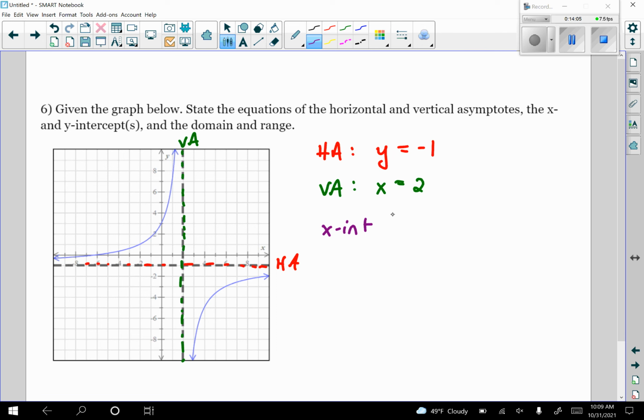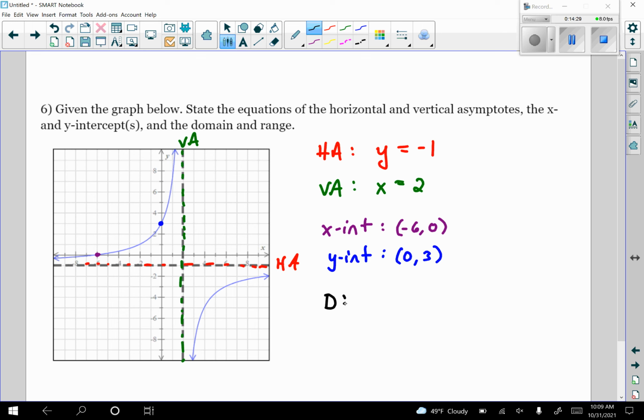X-intercept is where the graph crosses the x-axis. So it looks like it crosses right here. So that's at (-6, 0). The y-intercept, where our graph crosses the y-axis, this doesn't happen down here, but it crosses right here at 3. So we'll say (0, 3).